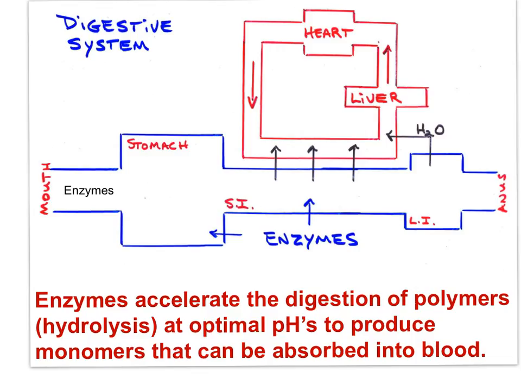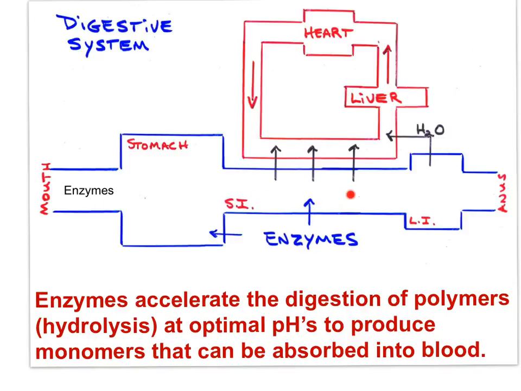Here is a different perspective on the digestive tract. Here's our mouth, the stomach, small intestine, large intestine, anus. Enzymes are found in saliva, stomach juices, and juices from the pancreas and small intestine that operate in the small intestine. Enzymes accelerate the digestion of polymers into monomers. This is known as hydrolysis, a term that should be familiar to you.